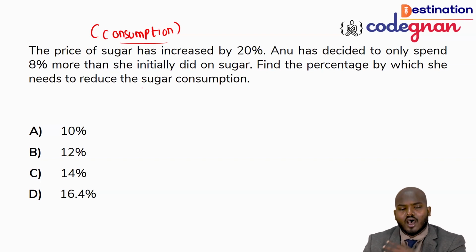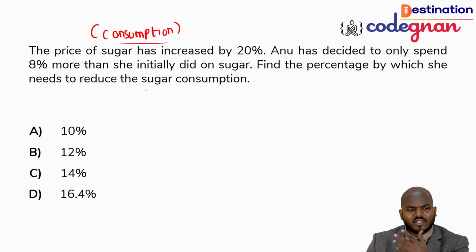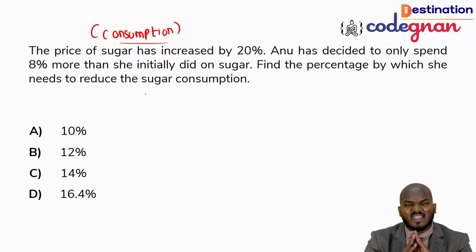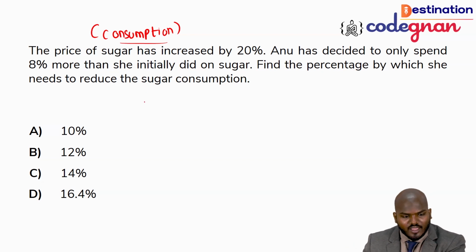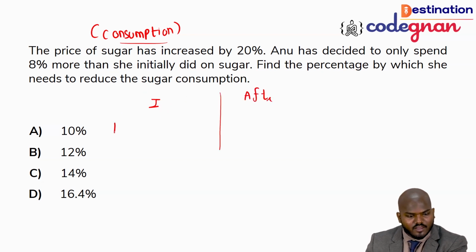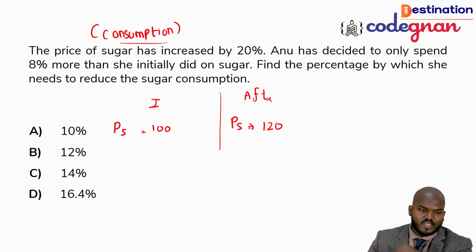So let's see how I can reduce this. What is the price of sugar here? How can I increase it? Same as before, we don't have any initial value. So initially I'm breaking it down, where I indicates initially and A indicates after. Initially the price of sugar is 100 rupees. After that, the price of sugar, with a 20 percent increase, we can call 120 rupees.